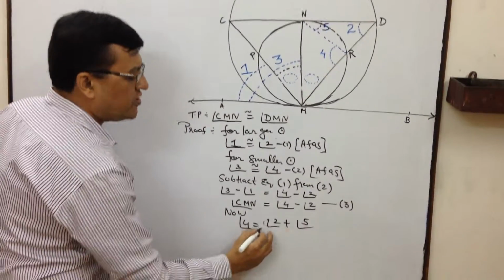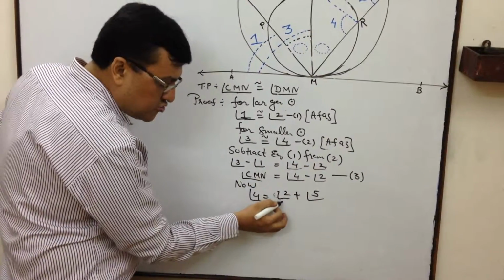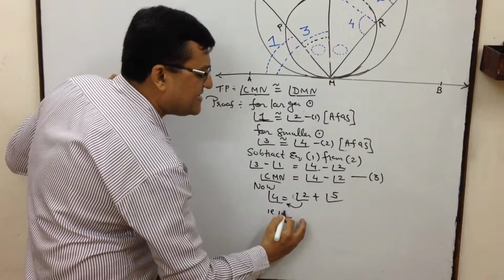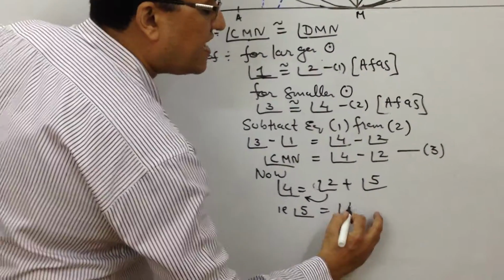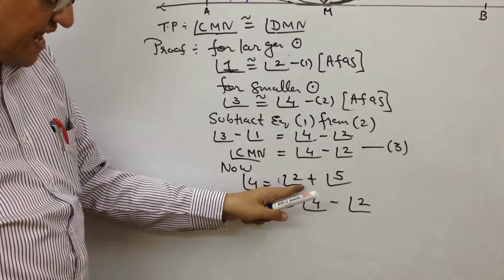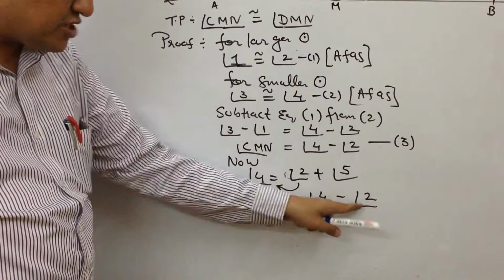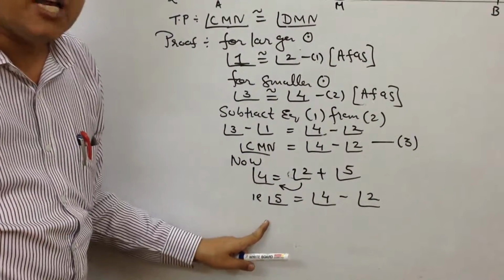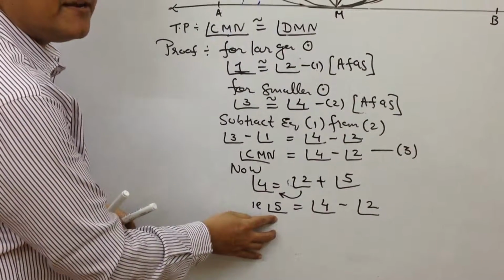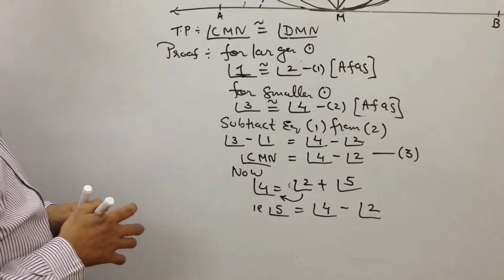I got angle 4 is equal to angle 2 plus 5, but I always wanted 4 minus 2, so I bring this over here and I'm left with angle 5. So can I say angle 5 is equal to angle 4 minus angle 2? We shifted angle 2 over here, so on the left hand side it becomes minus: angle 4 minus angle 2 is nothing but angle 5. Still, we haven't got DMN. Now we need a relation between angle 5 and DMN, because we got the RHS as 4 minus 2.